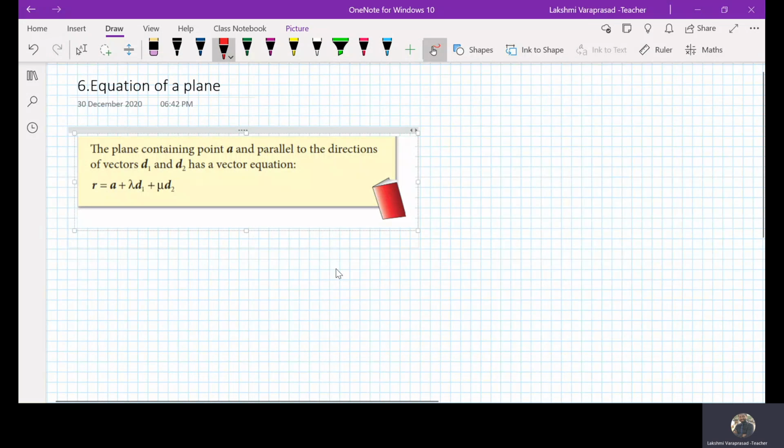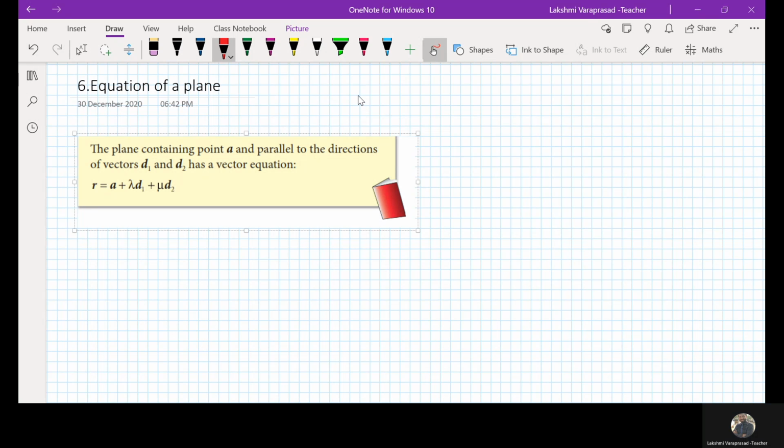Hello, hi. So last video we discussed different forms of vector line equation. Now what we are planning to do is discuss the equation of a plane, the most important concept. Let's look into it. It's a very easy concept.